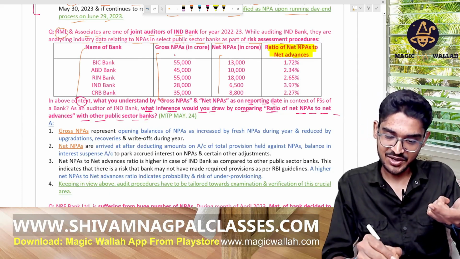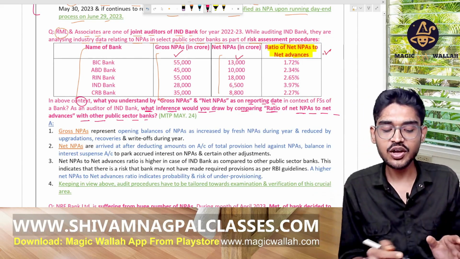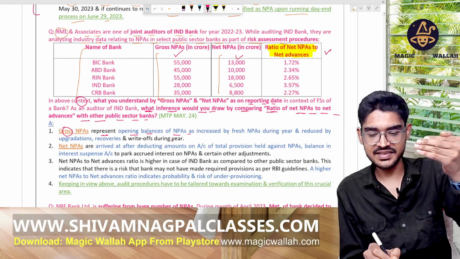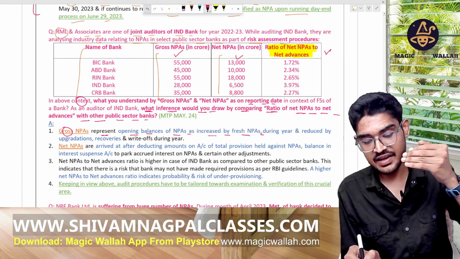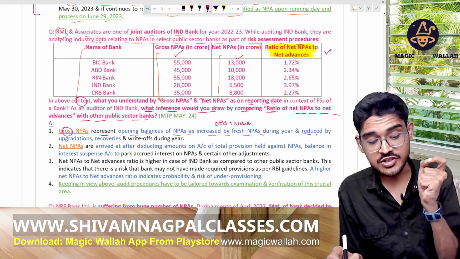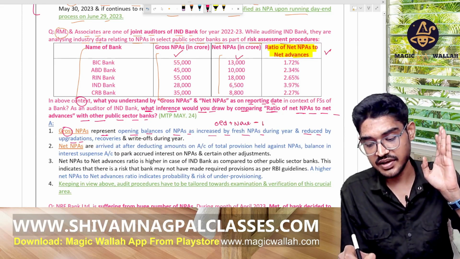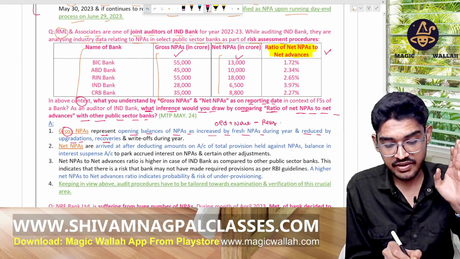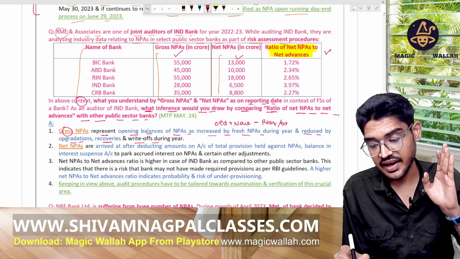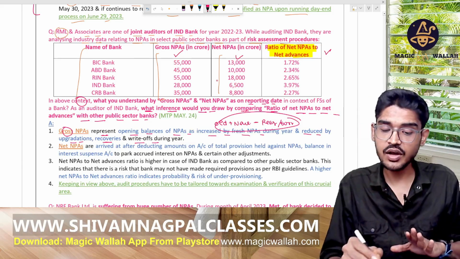Explain the gross NPA, explain the net NPA, explain this ratio. Okay, so the gross NPA represents the opening balances of the NPA. These are the opening balances, increased by the fresh NPA, meaning old NPA plus the new NPA, and reduced by the upgradation, recoveries and the write-off. Old NPA, new NPA, less the recovery and the write-off. These are the gross NPA.